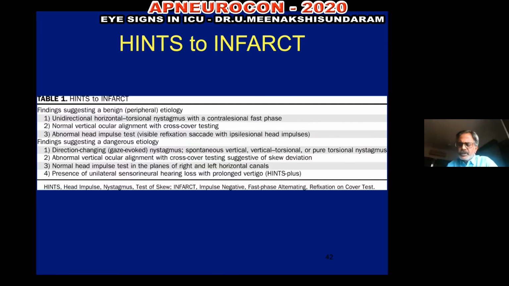Okay, so that was to show that it was a normal OCR that the patient had. He had presented with an acute vestibular syndrome and had some nystagmus. So he had a stroke. HINTS to INFARCT, and this is a nice thing.